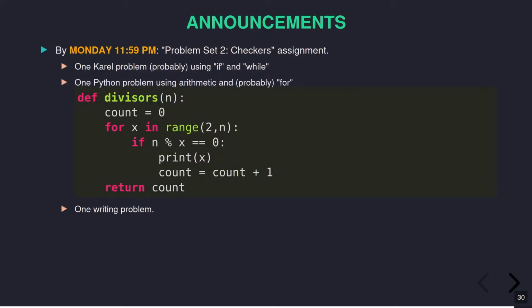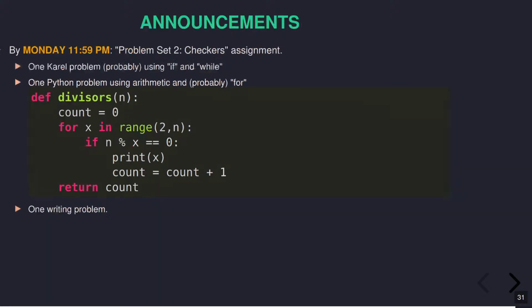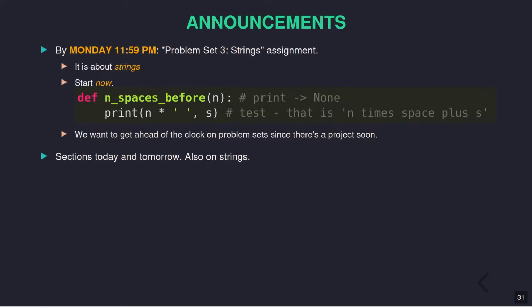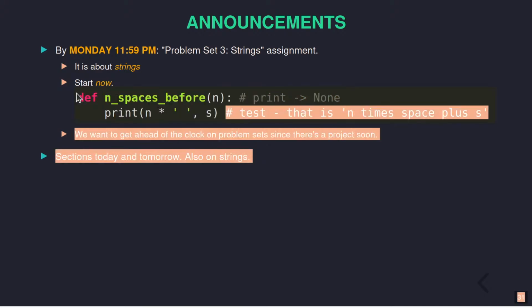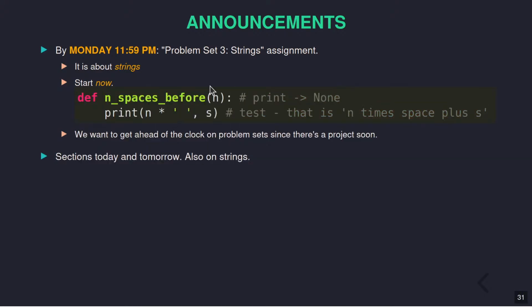Wait, checkers is already Megado, right? Yep. Yeah, that's fake. I'm telling lies. Okay. I think you can start the strings assignment now. And I'm giving you this. This is my gift to you. It's a little present, and it is very similar to what we did in class today. So go ahead and take a look at that. Sections today and tomorrow, right? Okay. Cool. I think time's over.